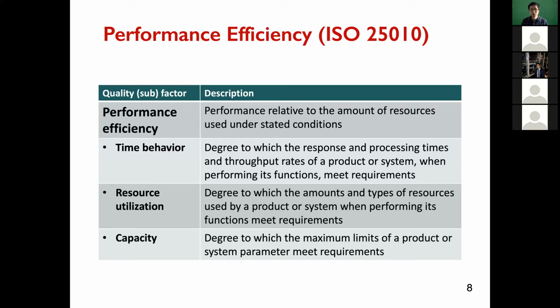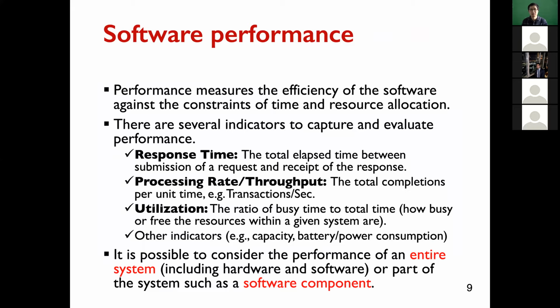So what is software performance actually? Software performance measures the efficiency of the software system against the constraints of time and resource allocation we just mentioned. We also mentioned there are several indicators to capture and evaluate performance. First one, response time. Second one, processing rate or throughput. What is throughput or processing rate? It is the total completions per unit time.